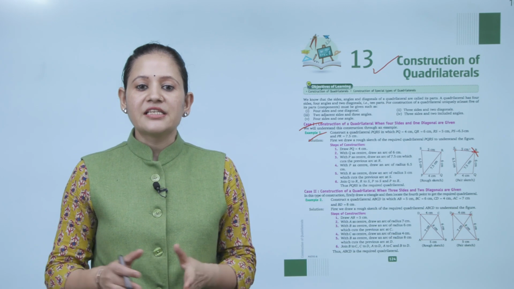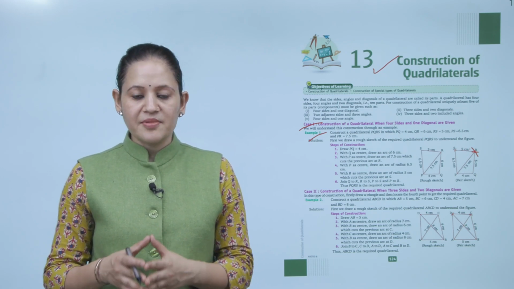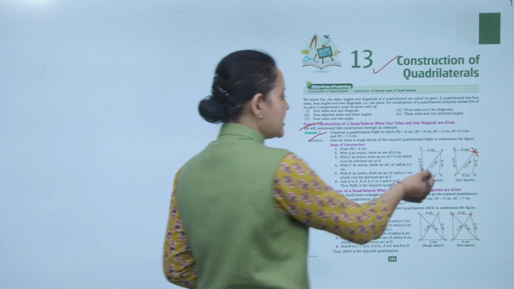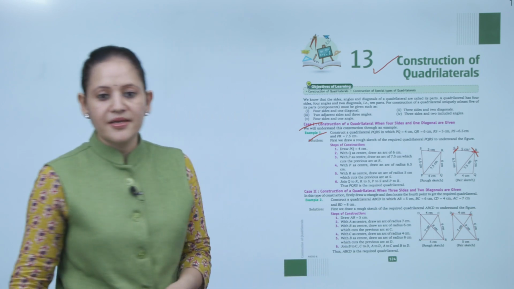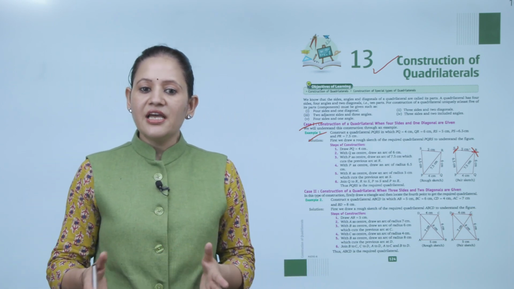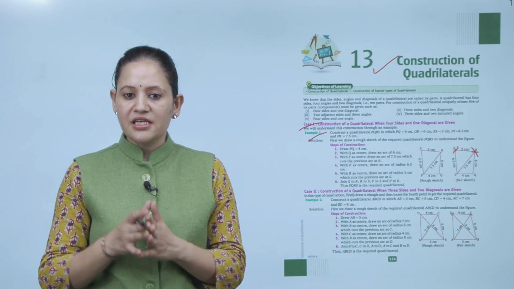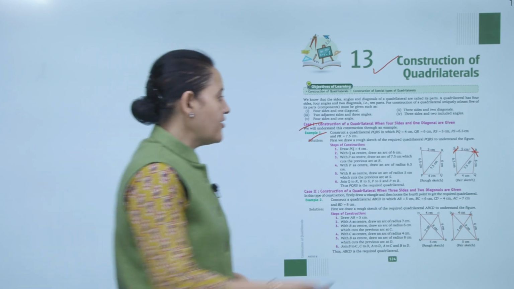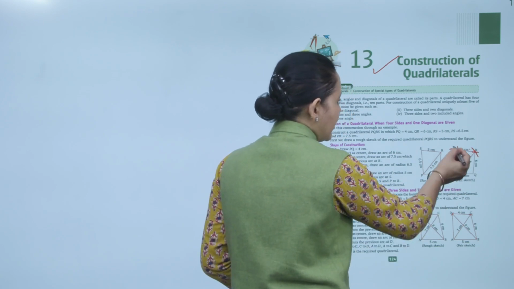Next, with P as a center, draw an arc of radius 6.5 cm. Clear? Then, with R as the center, draw an arc of 5 cm, cutting the previous arc at S. That is the point S.